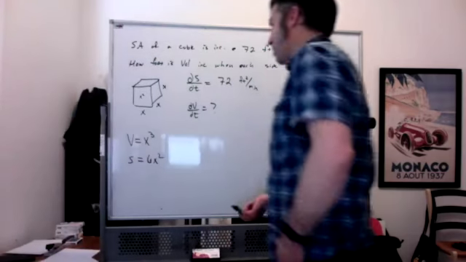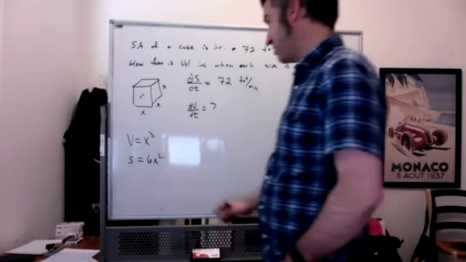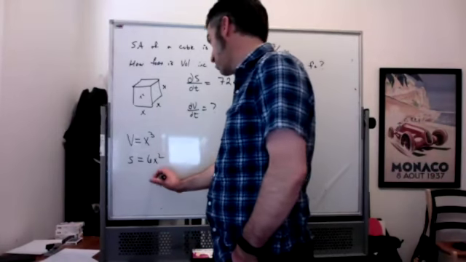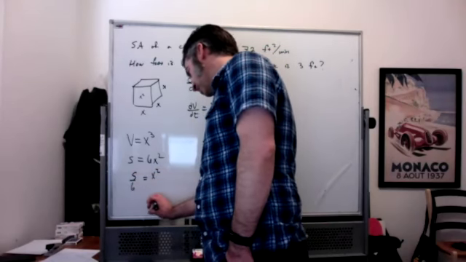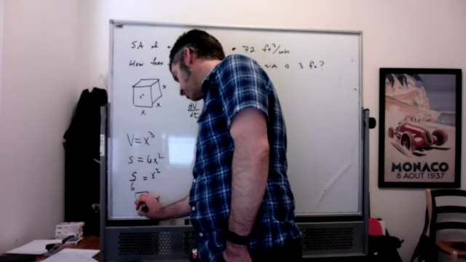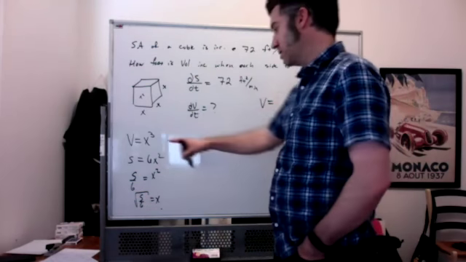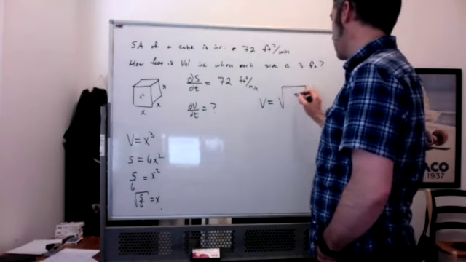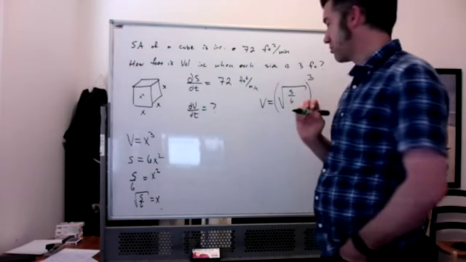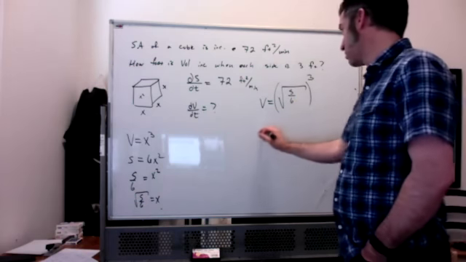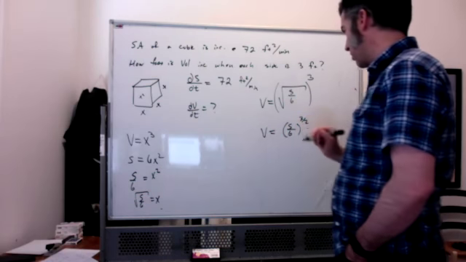So I want to write volume as a function of surface area. I'm going to solve this for x. So x squared equals surface area divided by 6. So x equals the square root of surface area divided by 6. So my volume equation is x cubed. That's going to be the square root of S over 6, cubed. I'm going to simplify this a bit. That's going to be S over 6 to the 3/2 power.